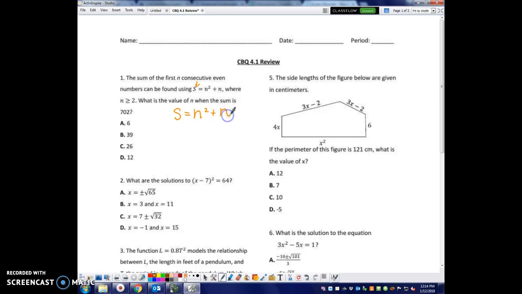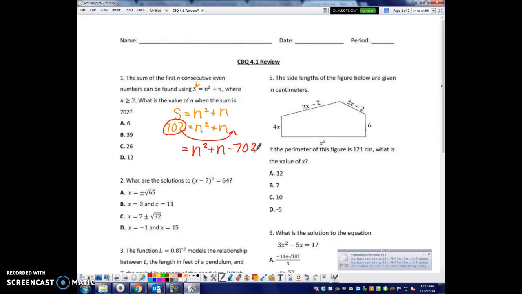it always helps me to write my equation. Then instead of writing s, we're going to write 702. So it wants to know what's the value of n when that's 702. Well, if you do this, now when you move something across the equal sign, what does that do to it? It changes from a positive to a negative. Anytime you cross over the equal sign, you must change the signs. So there's 0 left here.